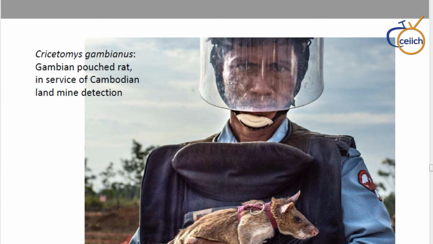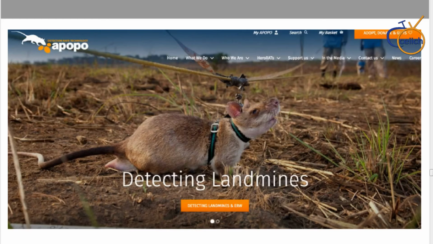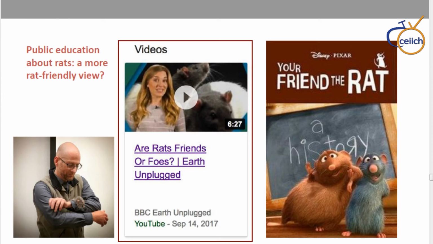So what this does is it opens up the possibility of the rat being a friend as opposed to just an enemy, and this is also something that gets picked up in popular culture. I've also learned that rats can be friendly. So one of my students brought their pet rat to class, and I had the opportunity to hold the rat, and it was all right.